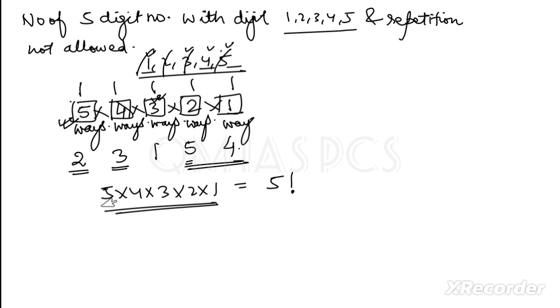Now you can multiply this. 5 multiplied by 2 is 10, and 4 multiplied by 3 is 12. So 12 multiplied by 10 is 120. This is my way to multiply. I always look for pairs to multiply in this type of question, so it is easier for me. So it will be 120 ways, right?